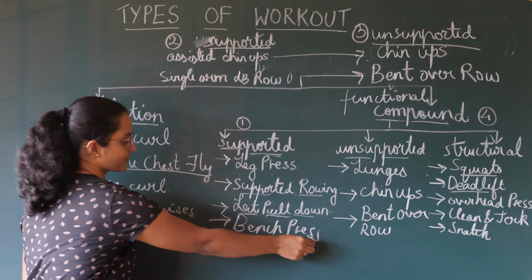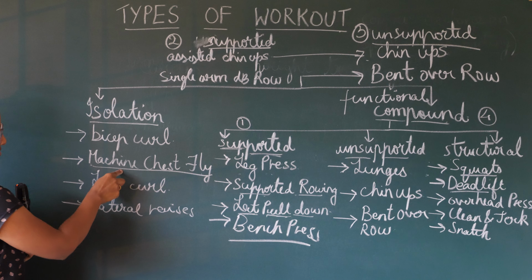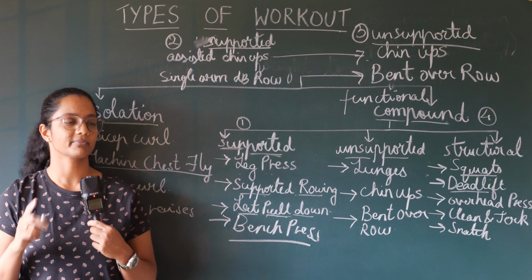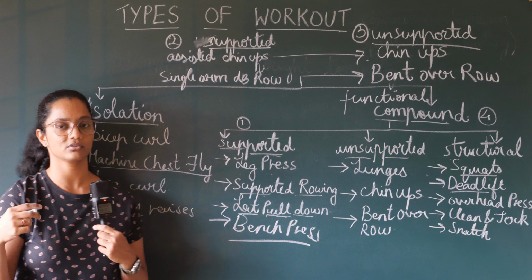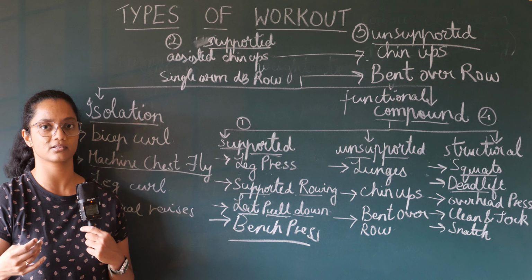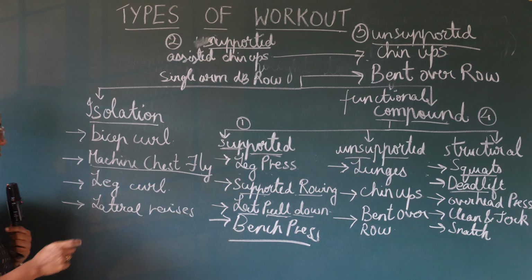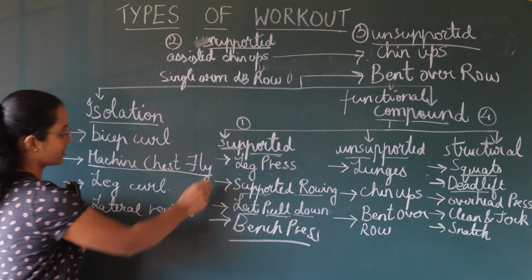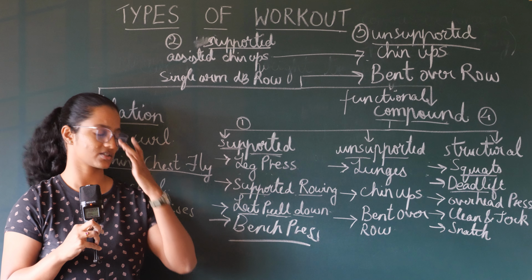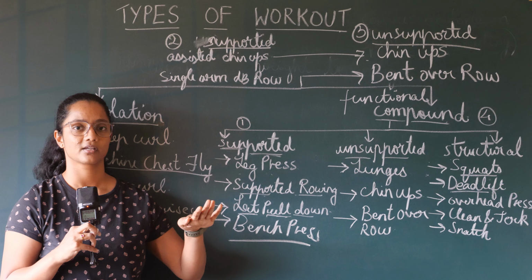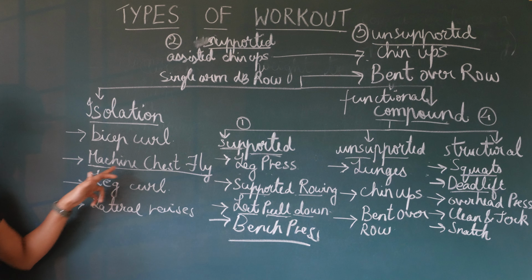So definitely the first preference will be given to a compound movement, the bench press, compared to the machine chest fly, because this is an isolation movement. But if my client is facing discomfort in his elbow, he's having pain for some reason or some injury, then definitely the machine chest fly is a very good option. His elbow is not bending, there is no movement, but easily and very smoothly he can perform the chest workout with the use of the machine.